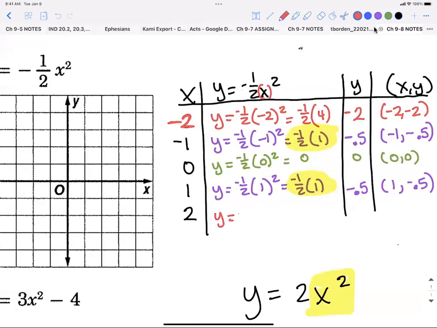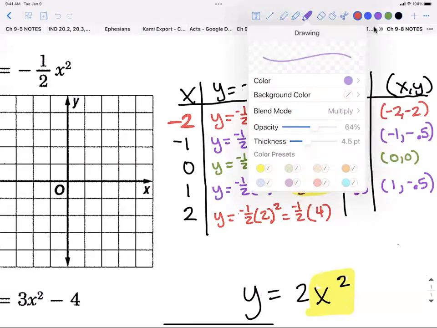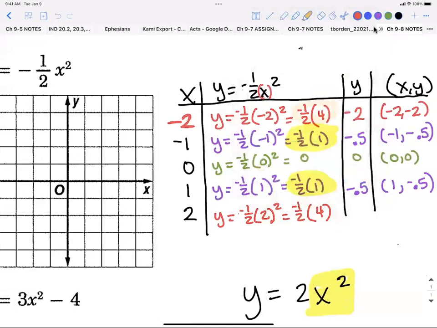So Y equals negative 1/2 times positive 2 squared. Negative 1/2 times positive 2 times positive 2 is positive 4. Again, notice what happened here. Notice this and this. I get the exact same thing at this point, because when you square a negative and when you square a positive, you still get the same answer. So negative 1/2 of 4 is negative 2, which mirrors what I got above. And so my point here is 2, negative 2.